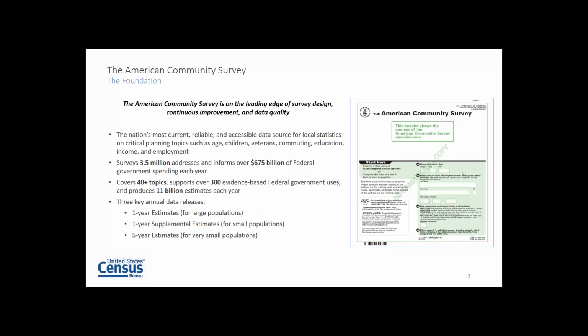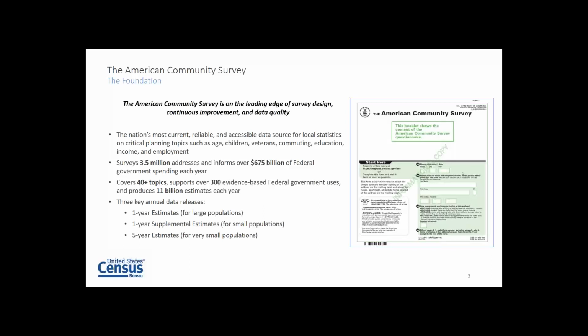The survey samples approximately 3.5 million addresses each year. So these data are collected continuously throughout the year to produce annual social, economic, housing, and demographic estimates. The data collected through the ACS is then used to distribute more than $675 billion of federal government spending each year. Our estimates, covering more than 40 topics, support more than 300 known federal uses and countless non-federal uses.